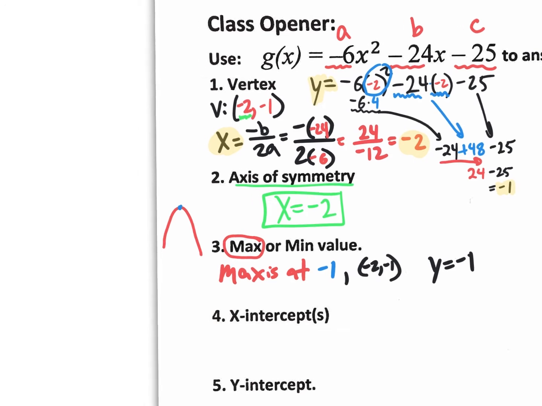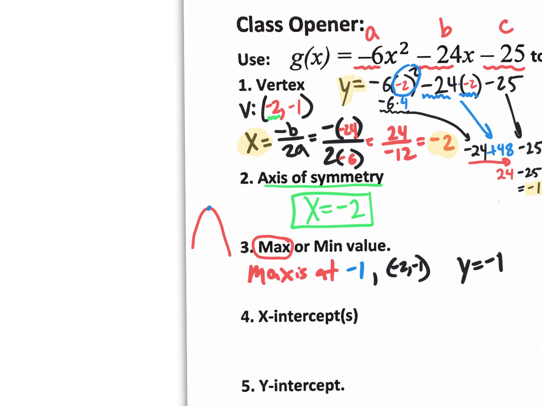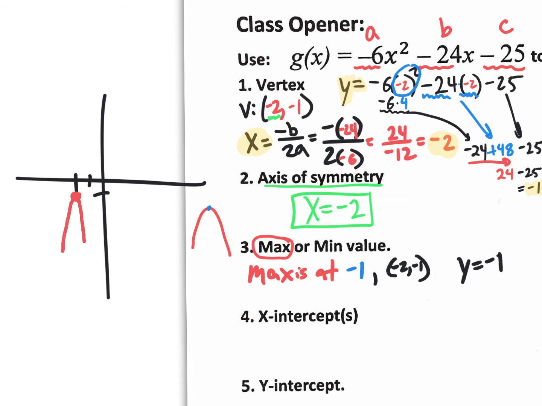So just to do a quick sketch of this g of x function, where's the vertex at? It's at -2, -1. So it is right here. Does this open up or down? Opens down because it's negative. And then what about this 6? The a value of 6, what does that cause the parabola to do? It gets narrower. It's called a vertical stretch. So we know that this thing opens down, and we know that it's pretty narrow.